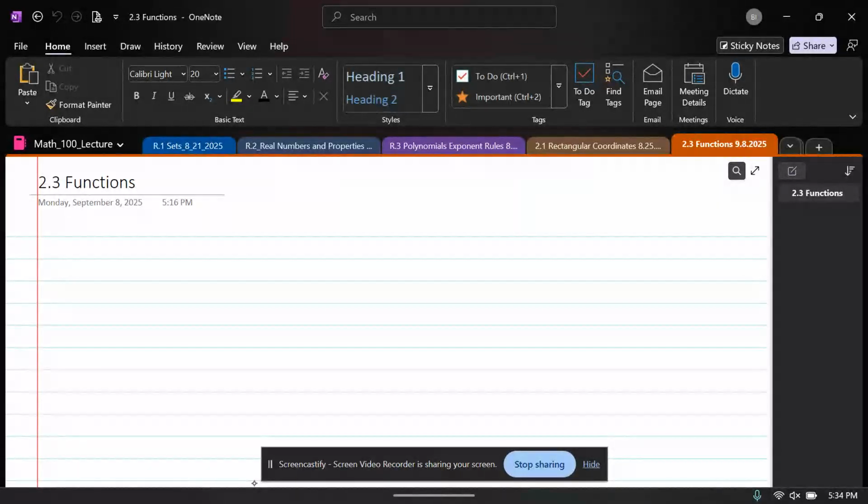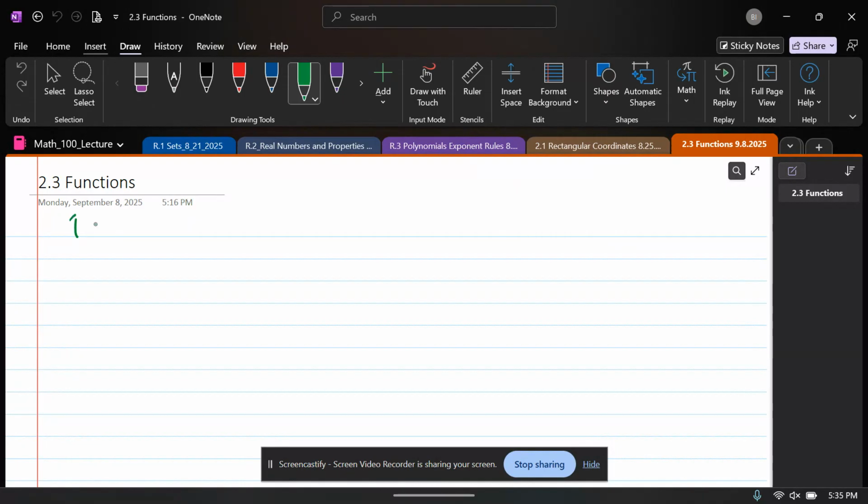Functions. What are they? Where do they go? What do they do? What can we do with them?